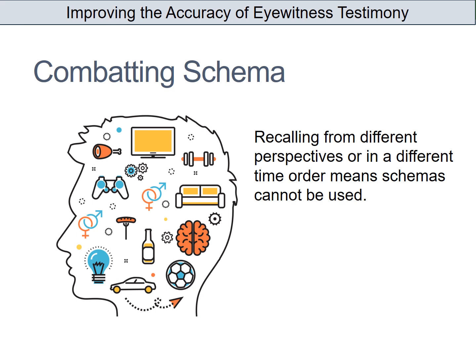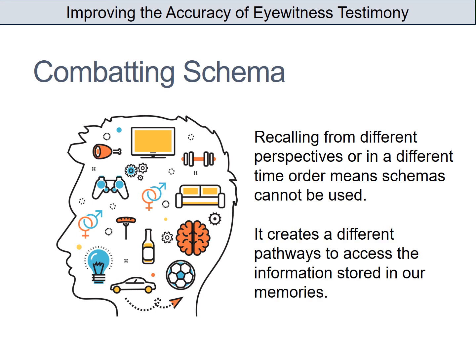Now, if we are forced to recall something from a different perspective or recall something in a different time order, we can't use our schemas because our schemas tend to work in one particular direction or in one particular way. So what it does is it provides different pathways to access the information stored in our memories and tends to result in more accurate information being given.